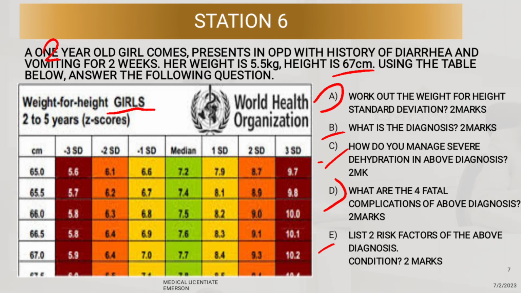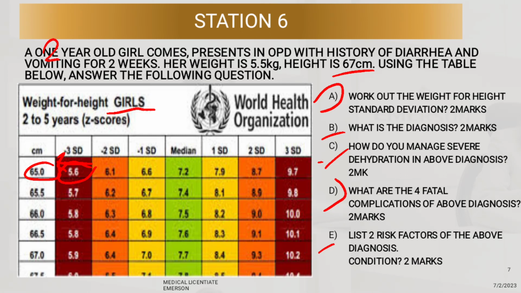So work out the weight for height. These numbers we are seeing, for instance 5.6, that's the weight. Then this like 6.5, that's the centimeters, the height. So 5.5 is falling in the ratio of less than -3 SD, meaning it's not EA, because if it was EA, it would have been on, let's say, -4 SD.